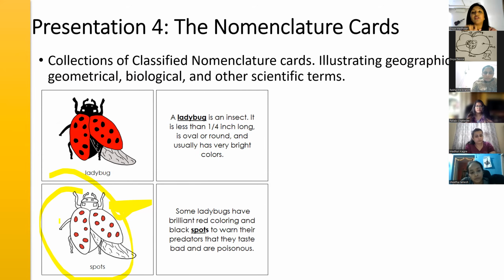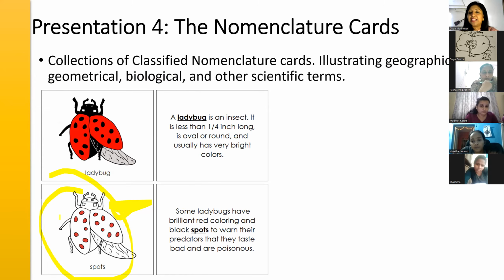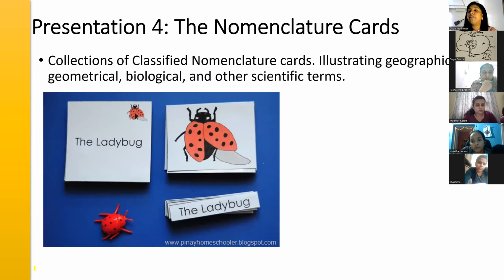If I'm working with children of 5 years, I tell them, children, that's a warning sign that they get. If the bugs see any predators, they can smell bad. If they bite them or if they want to eat them, they can be poisonous also. Okay, so that's the reason they do have spots.